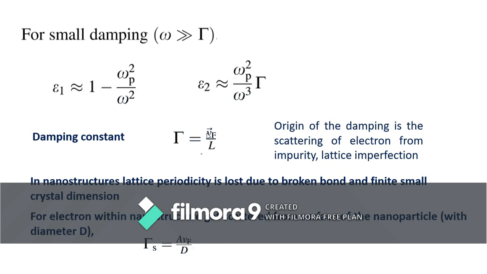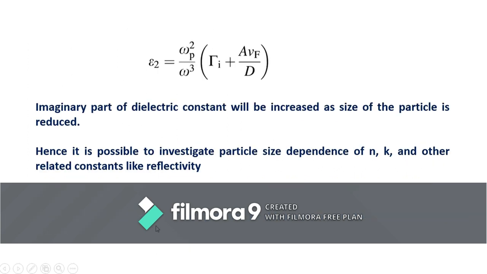However, in the case of nanostructures, the particle size being very small, the lattice periodicity is lost due to broken bonds. So the electrons within the nanostructure will get scattered from the surface of the nanoparticles, and if d is the diameter of the nanoparticles, then the damping constant in the case of nanostructures, due to surface scattering, can be represented as tau s equal to A Vf by d, where A is taken as a proportionality constant. Hence, in the damping there will be two contributions: the intrinsic contribution due to lattice imperfection, and the contribution due to surface scattering, tau i and tau s.